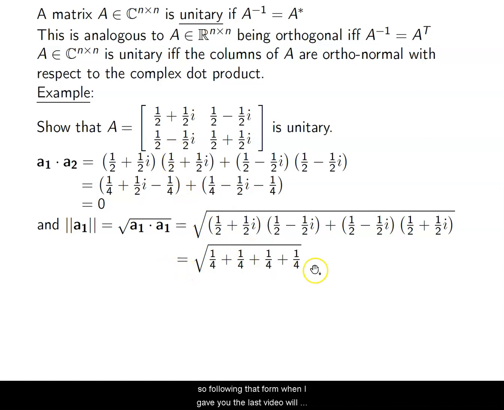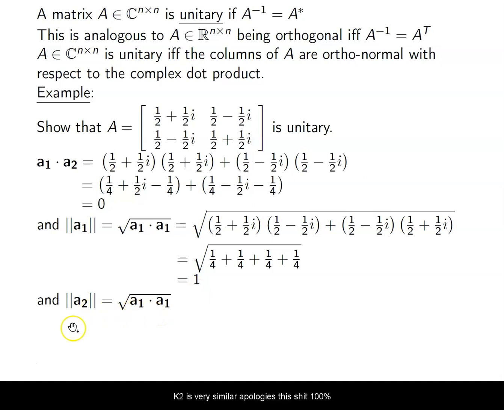So following that formula that I gave you in the last video will be the same here, or here will be the same thing, right? So square the first term, square the last term, and then change the sign because there'll be an i squared because the difference is squared. It's all the same thing. You get the square root of 1, which is 1. So my length of A1 is 1.